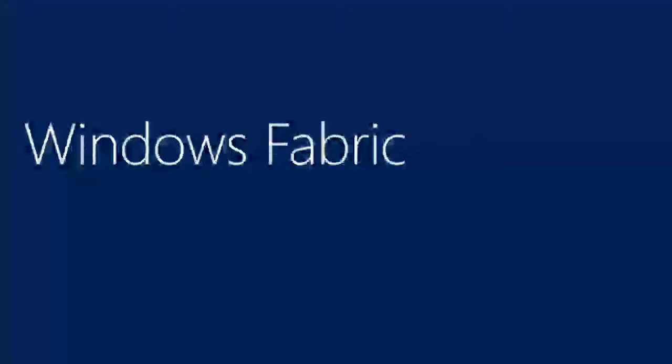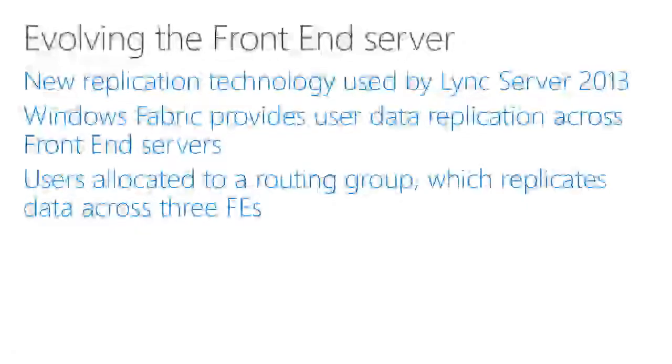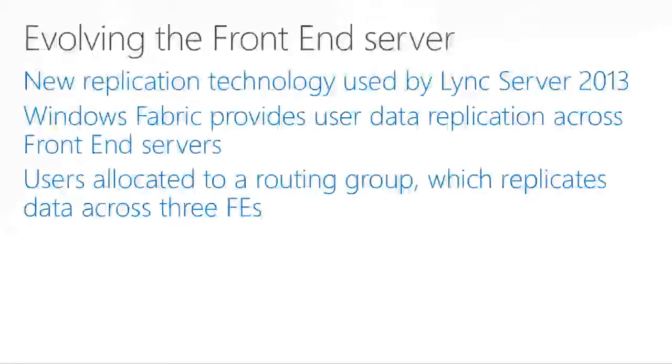Okay, so in terms of replication, the next product I want to talk about here is Windows Fabric. And this is a new replication technology used by Lync Server 2013. And really what it's doing is evolving that role of the front-end server from being less of a dumb application server, passing through that traffic straight back to the back end. It's becoming more of a core role in itself where it's storing all that user data.